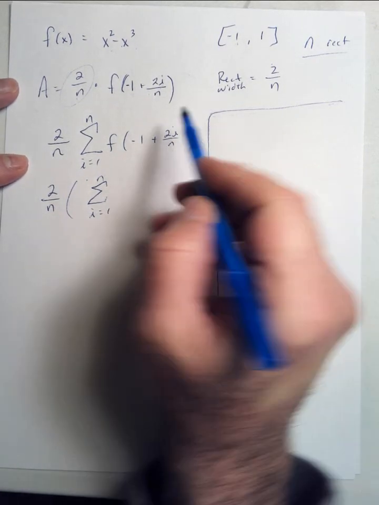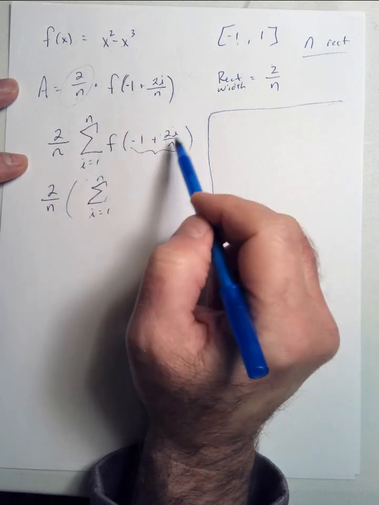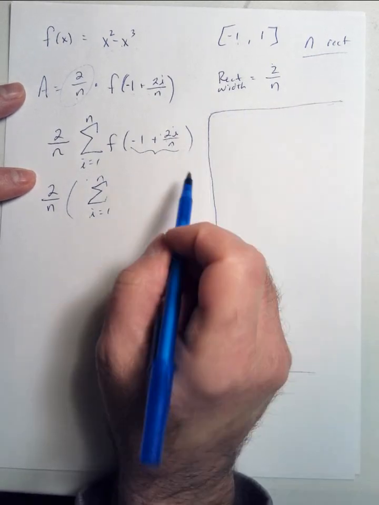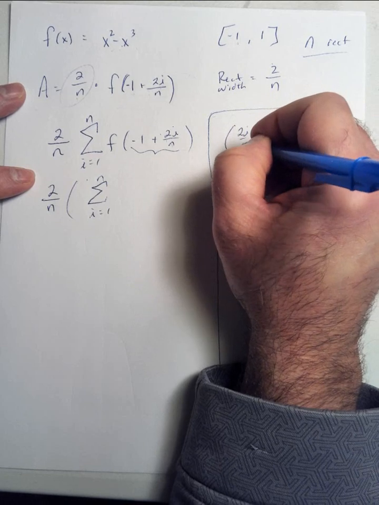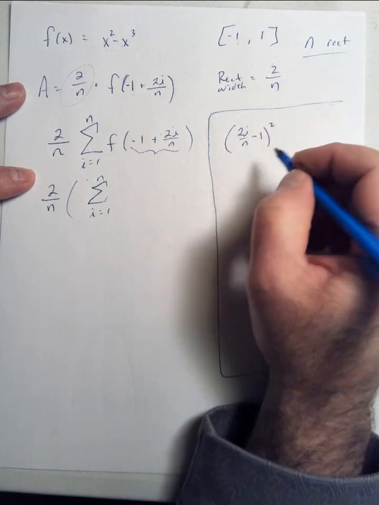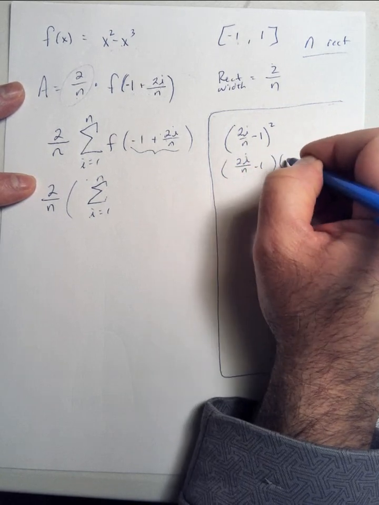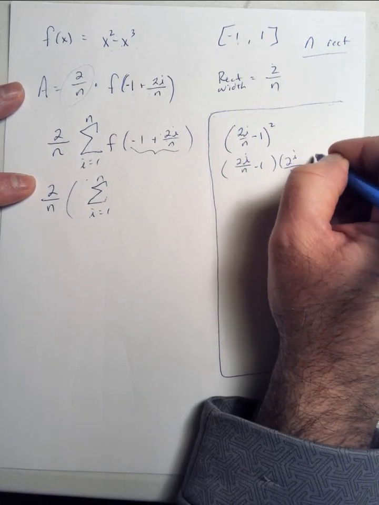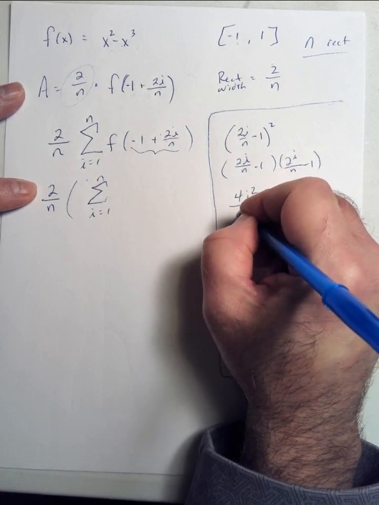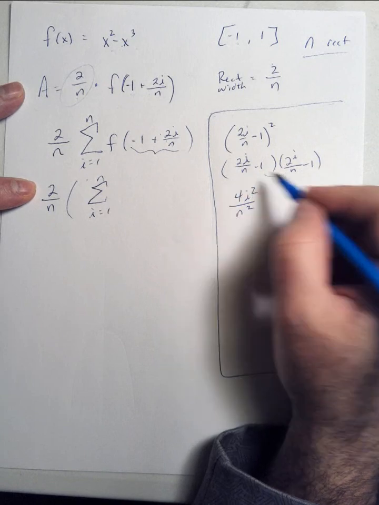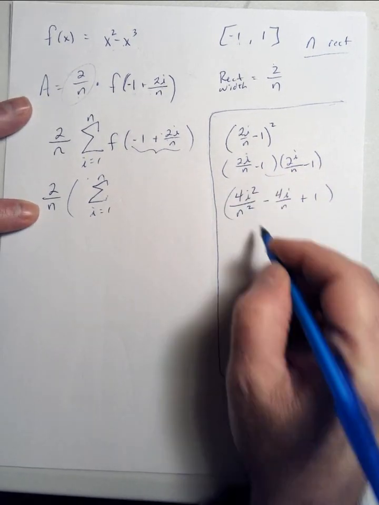Alright, so we are taking this expression right here and we are plugging it into the function again, which requires me to square it and cube it. So I'm going to square it first, and again I'm going to flip these terms. So I've got 2i over n minus 1 squared, which is 2i over n minus 1 times 2i over n minus 1. So FOIL that out, we're going to get 4i squared over n squared minus 4i over n plus 1.